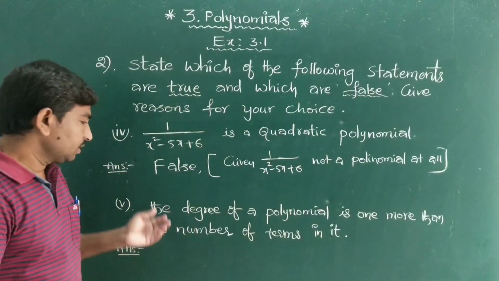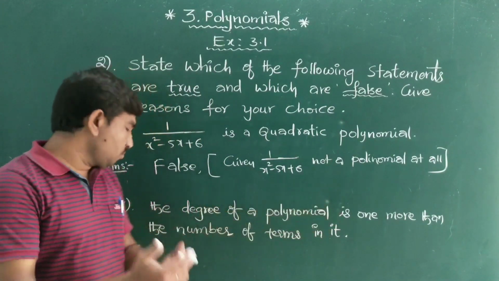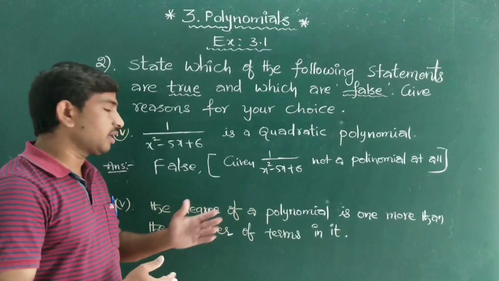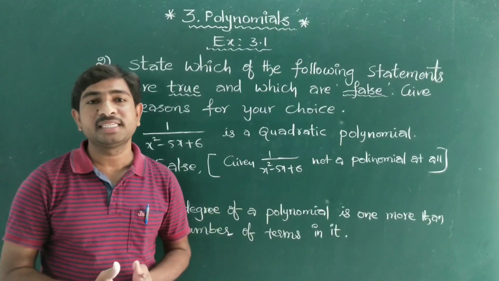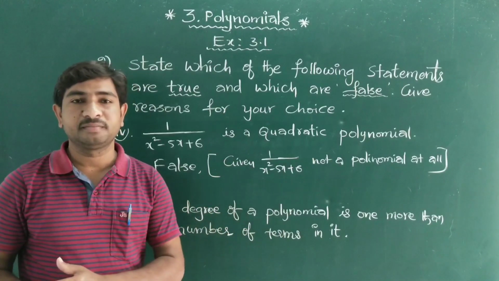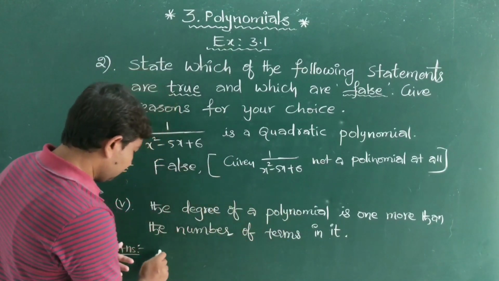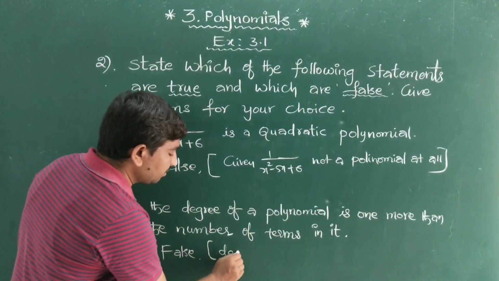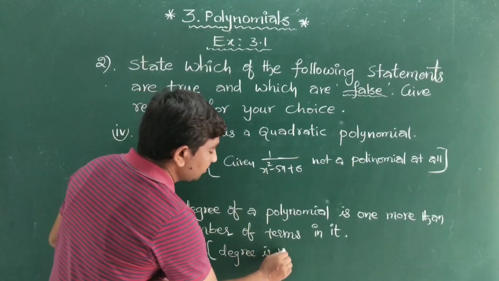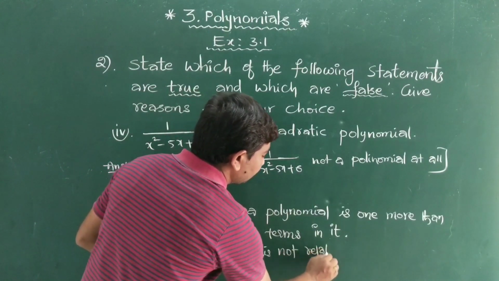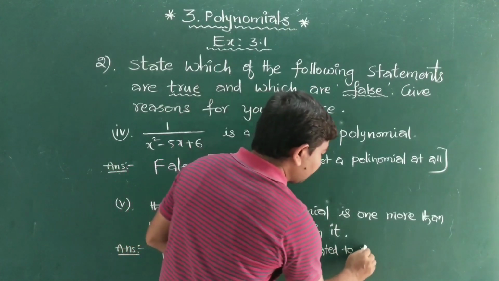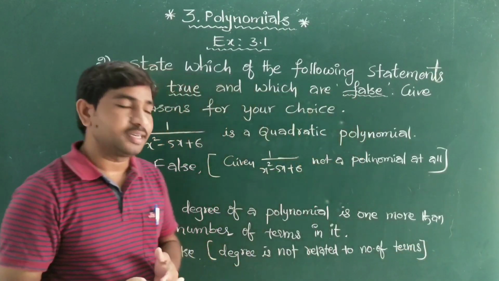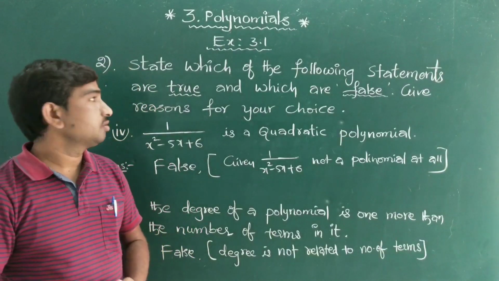Next, the fifth one. The degree of a polynomial is 1 more than the number of terms in it. Actually there is no relationship between the number of terms and the degree, so this statement is also false. The reason: degree is not related to the number of terms. Okay, so the second bit is completed.